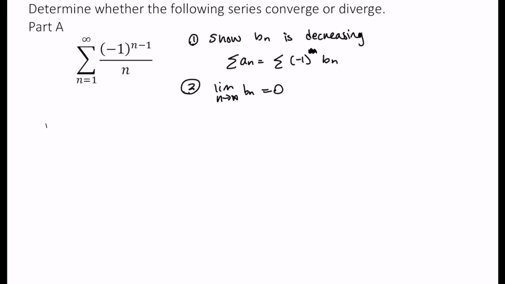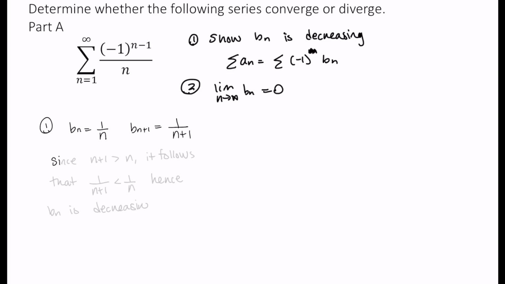Okay, so let's look at number 1. So b sub n is equal to 1 over n. Now what is the next term? b sub n plus 1, well that's 1 over n plus 1. The denominator got bigger and the numerator stayed the same, so we know that the next term is certainly decreasing. All right, now let's look at number 2.